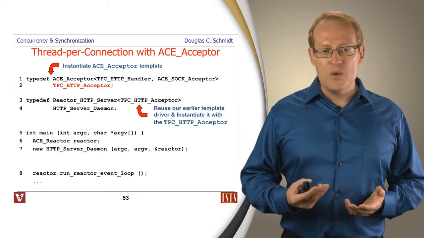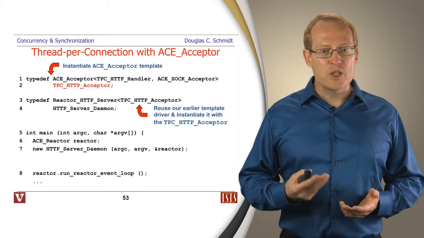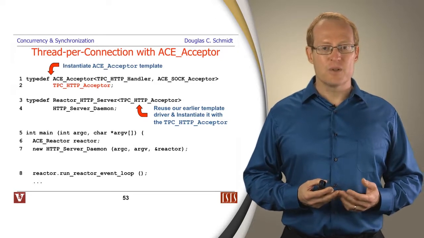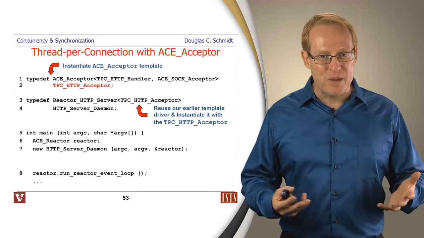Now we go ahead and reuse our reactor HTTP server from our earlier Acceptor-Connector example to make our HTTP server daemon.